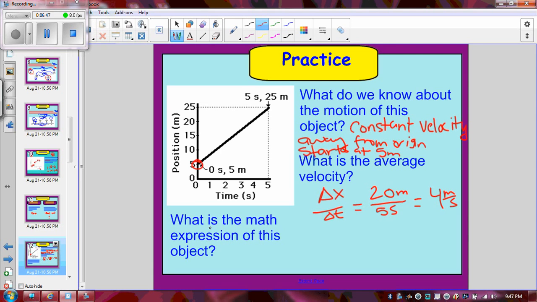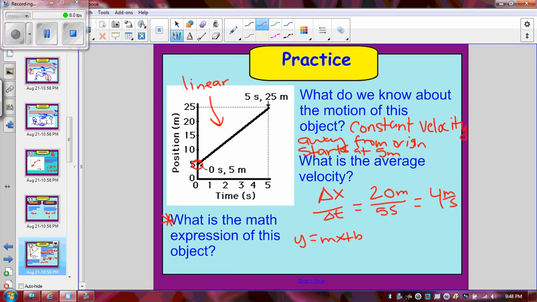Finally, it says, what is the math expression of this? This is very important. Many times in physics, it's going to ask you for a math expression for some sort of movement or motion of an object. Remember, back up here, I talked about what the shape of this line is. And the shape of this line, the shape of this movement is a line, or linear. So if you think about what is the math expression for a linear fit, it's y equals mx plus b.